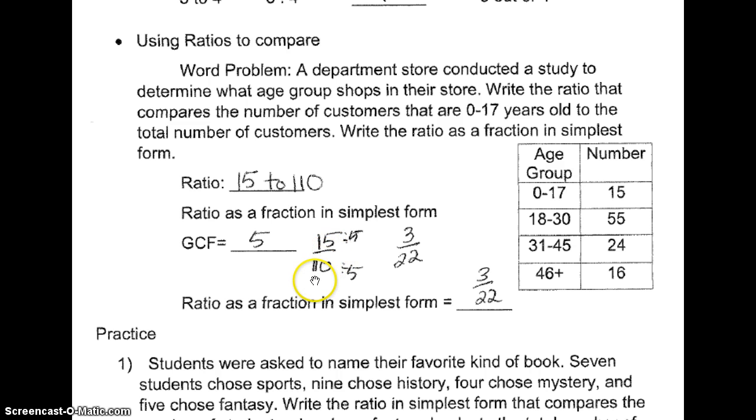So we would write it as 15 over 110, just like as a fraction. But now to get it into simplest form, we would simplify it by its greatest common factor. The greatest common factor between 15 and 110 is 5. So we divide each number by 5 and get 3 over 22 as our fraction in simplest form. So the answer to this question is 3 over 22. What that means is that for every 22 customers that come into the store, 3 of them were ages 0 to 17.